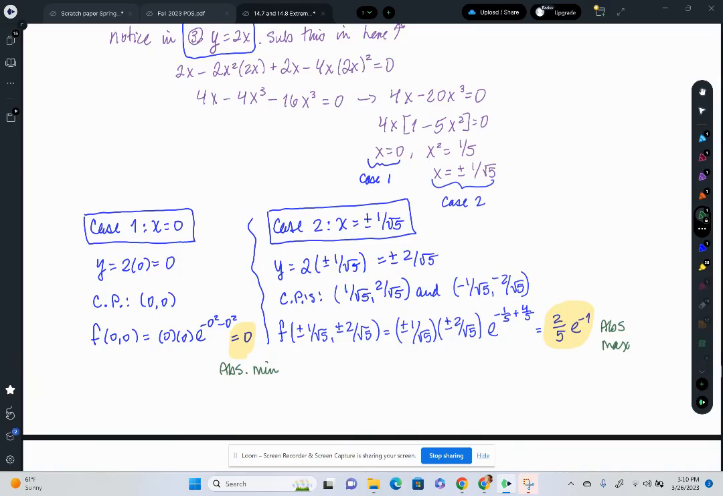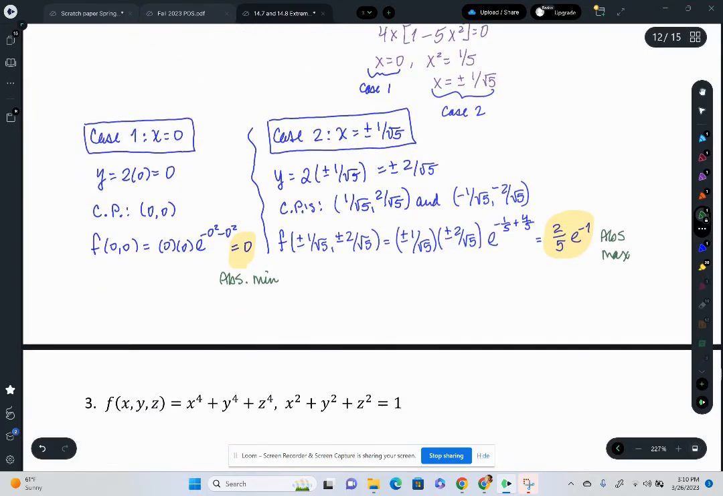And the 1 critical point that gave us 0, that's going to be our absolute minimum, and that only shows up in 1 place.